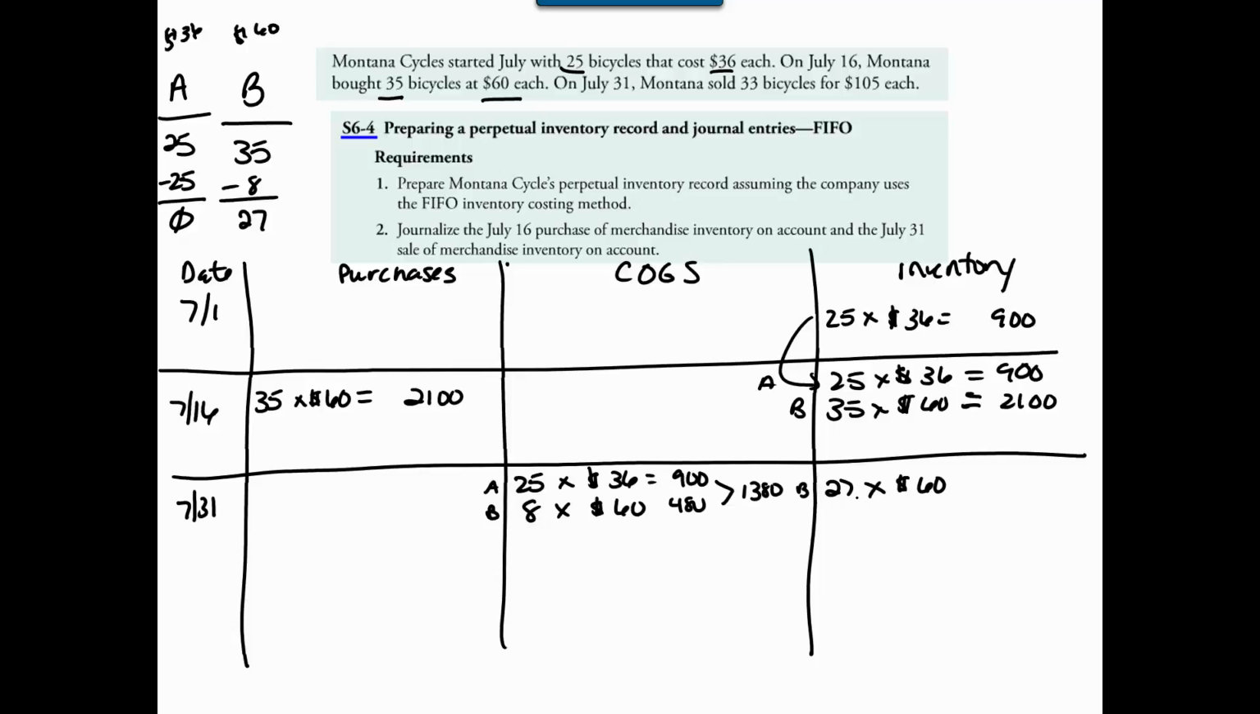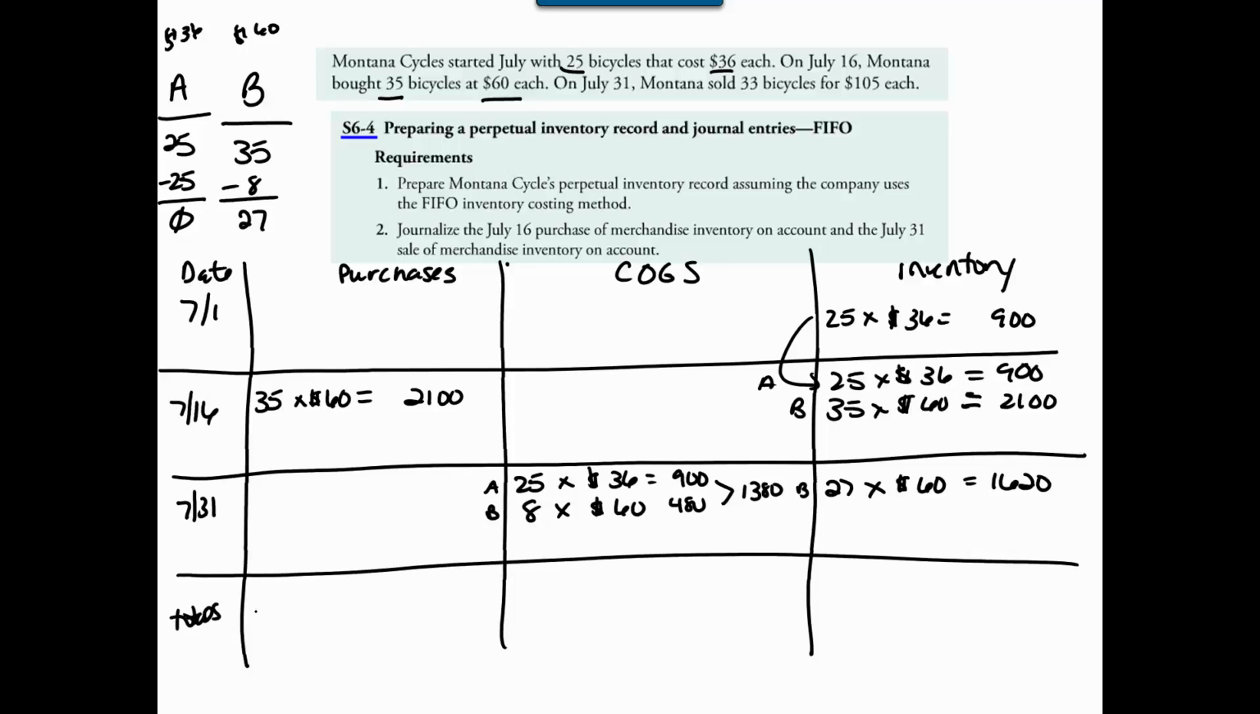And what's left? 27 items at $60 each, so that's $1,620. So when I do my totals, I'm still buying 35 items for a total cost of $2,100. I'm still selling 33 items, but now the cost of goods sold is $1,380. I still have 27 items left, but the value of what's left is now $1,620.